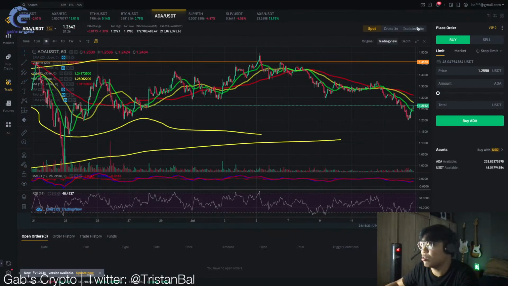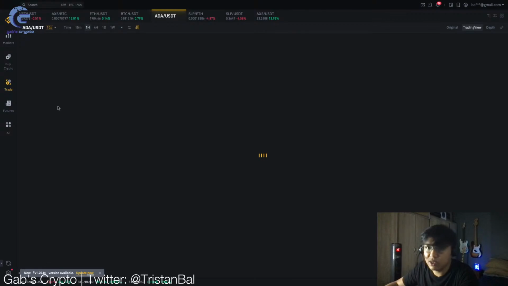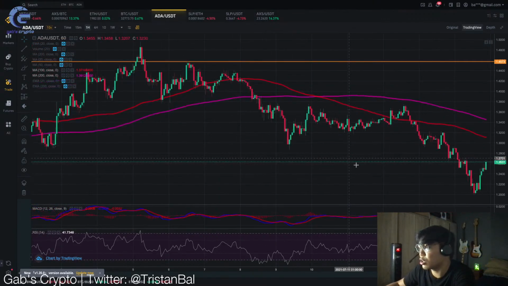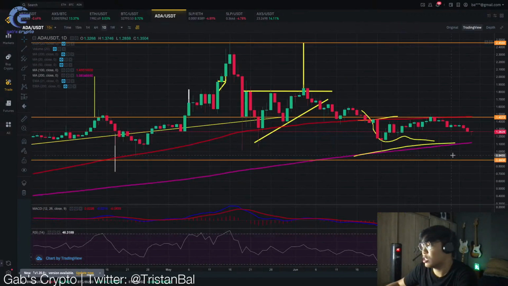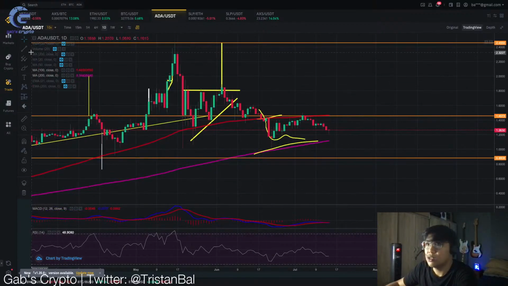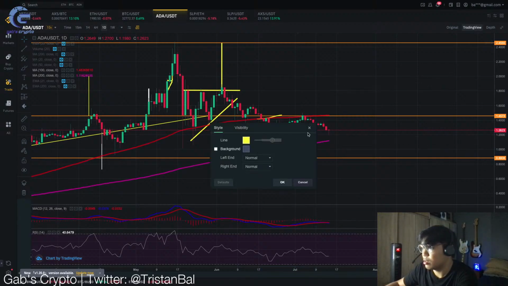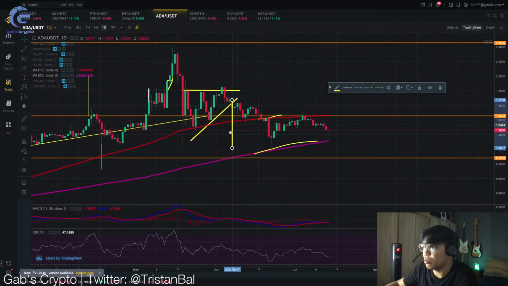Now, let's try to dive into other coins naman. Alam ko marami sa inyo nag-request. So let's first start with one of the requests, which is yung Cardano. So same goes with Cardano. Same goes with Ethereum. Ang kailangan natin tingnan is yung 200 and 100 moving average. So, buksan natin si Cardano.